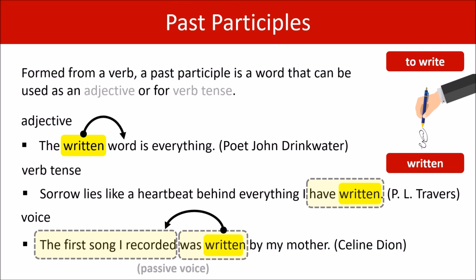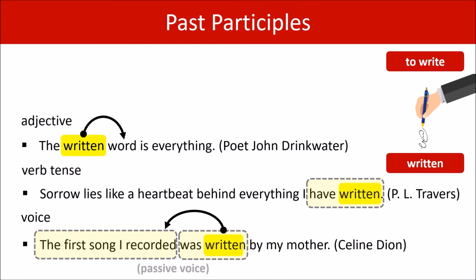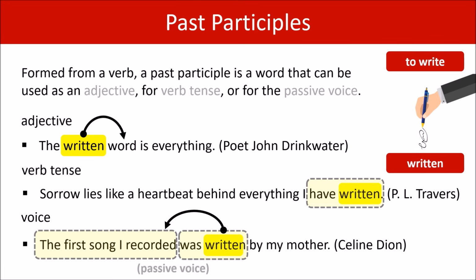Again, we have lessons and tests and videos on the passive voice. It's very closely linked to verb tense, which is why we left it till the end. But I do now want to change the definition. Formed from a verb, a past participle is a word that can be used as an adjective, for verb tense, or for the passive voice.